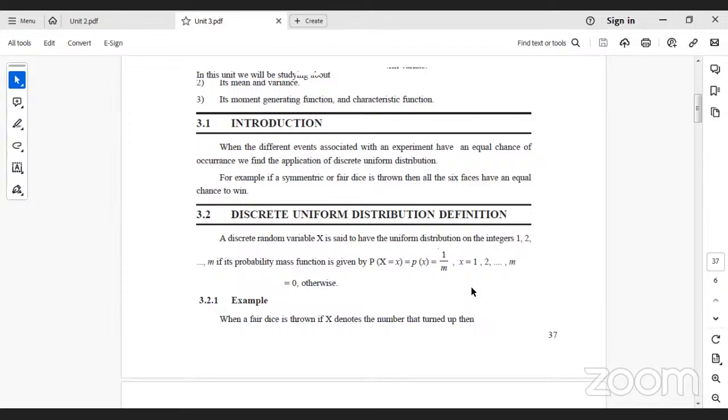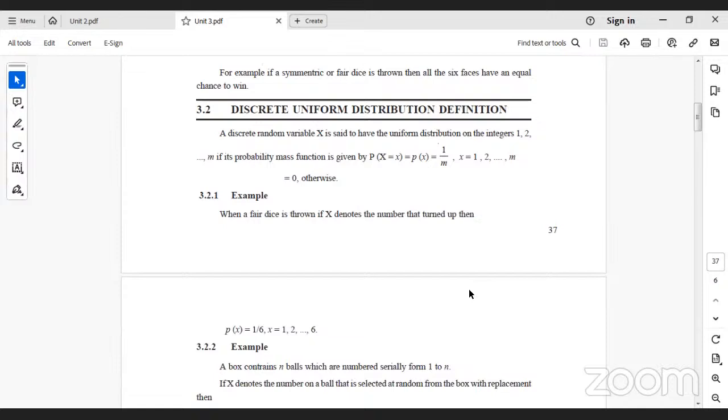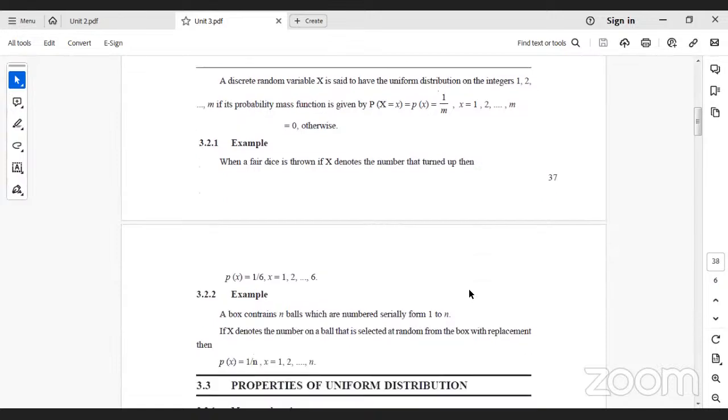Discrete uniform distribution definition. A discrete random variable x is said to have uniform distribution over 1 to n if its probability mass function is P of x is equal to 1 by n, x is equal to 1, 2, 3, and so on to n, 0 otherwise. Here, when a pair of dice is thrown, x denotes the number turned up, then P of x is equal to 1 by 6, x is equal to 1, 2, and so on.